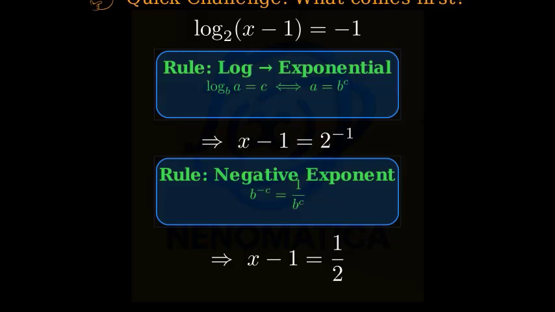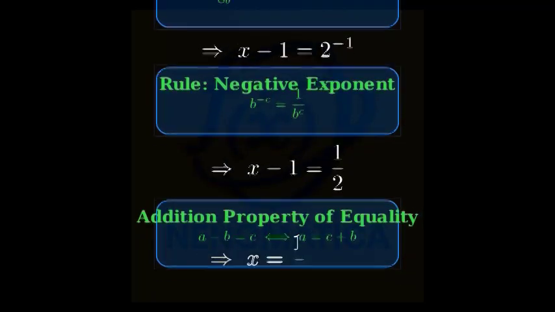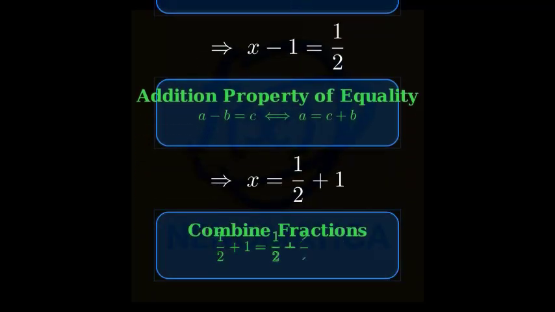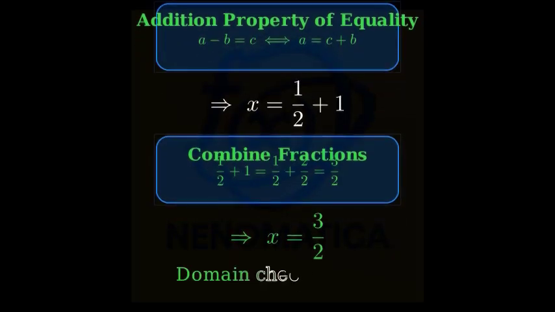So x minus 1 equals 1/2. Add 1 to both sides to isolate x. Finally, write 1 as 2 over 2 and combine to get x equals 3 over 2. Quick domain check: x must be greater than 1, and 3 over 2 satisfies that condition.